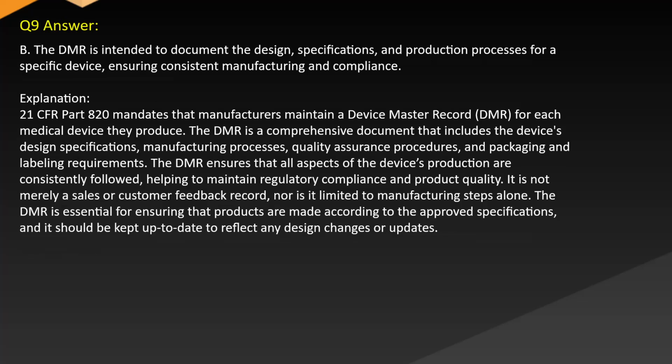Answer. B. The DMR is intended to document the design, specifications, and production processes for a specific device, ensuring consistent manufacturing and compliance. Explanation. 21 CFR Part 820 mandates that manufacturers maintain a device master record, DMR, for each medical device they produce. The DMR, a comprehensive document that includes the device's design, specific manufacturing processes, quality assurance procedures, and packaging and labeling requirements. The DMR ensures that all aspects of the device's production are consistently followed, helping to maintain regulatory compliance and product quality.